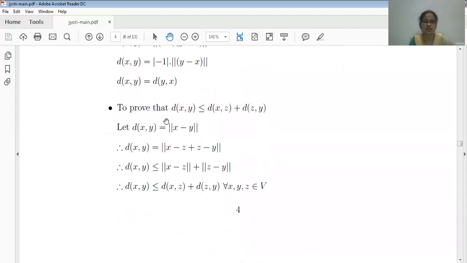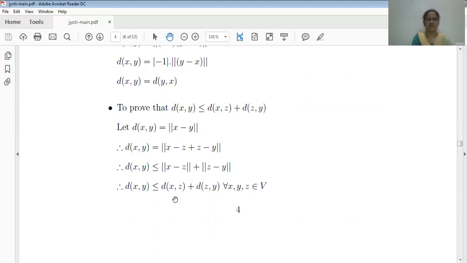Coming to the fourth condition, d of xy is less than or equal to d of xz plus d of zy. Now, to prove this triangle inequality, let us start with d of xy, which we know as norm of x minus y. Let me adjust this z in order to prove the required triangle inequality. Here in this norm function, we have subtracted and added the point z. Therefore, this is norm of x minus z plus z minus y. Again, we will separate this over the two values x minus z and z minus y by using the triangle inequality of a norm function. Therefore, this is less than or equal to norm of x minus z plus norm of z minus y.